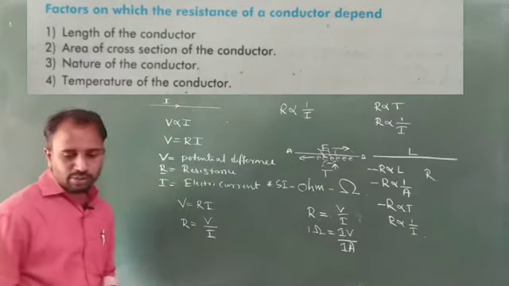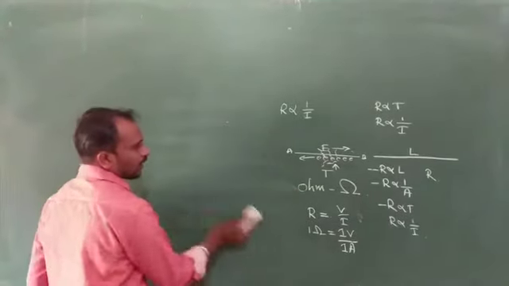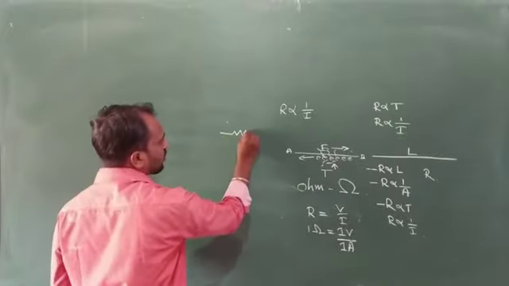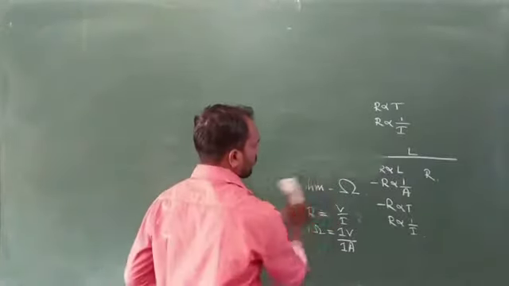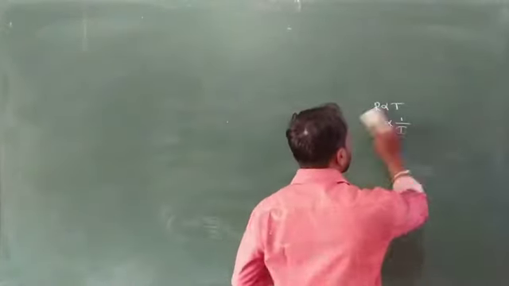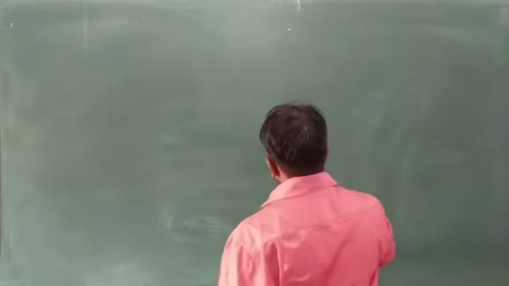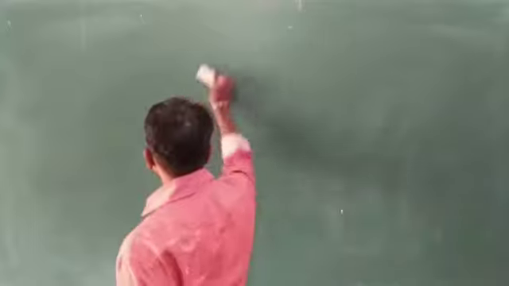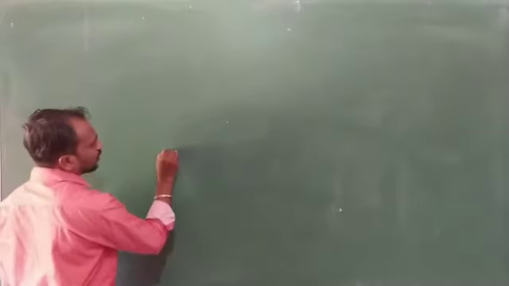And here one small experiment is there. In that experiment, this one is the symbol of a resistance. Resistance is the ratio of electric potential to the electric current, or the meaning of resistance is that it opposes the flow of charges. It opposes the flow of charges. And here we consider one experiment. Suppose here we consider a resistance.